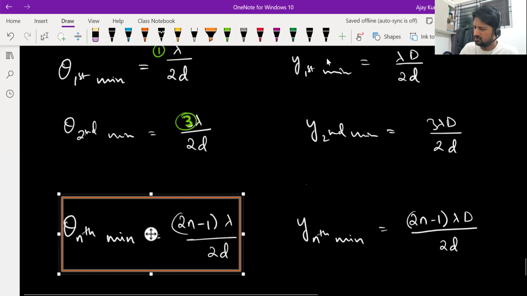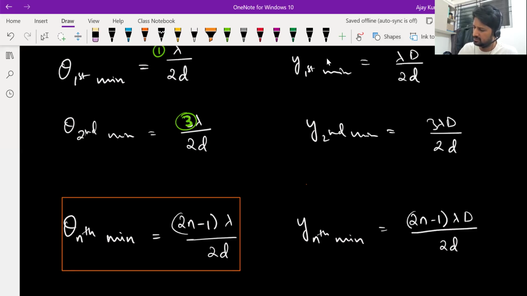As I said, you'll use these to answer basic questions based on YDSE where the sources are in phase with each other.